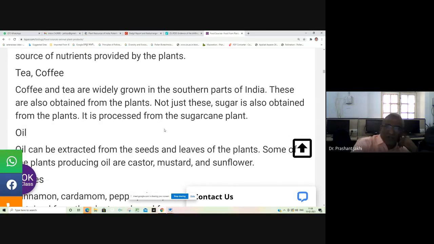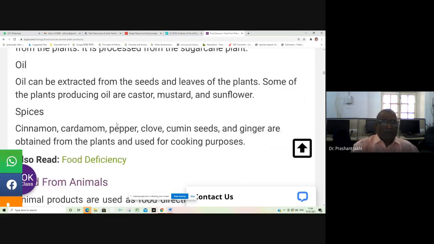Not just this, sugar is also obtained from plants. It is processed from the sugarcane plant. I think you might know that in most European countries, in place of sugarcane, sugar is obtained from beetroot. Then oil. Oil can be extracted from the seeds and leaves of different plants. Some of the plants producing oil are castor, mustard, sunflower, even cotton, groundnut, etc. So I think it is well known to you.